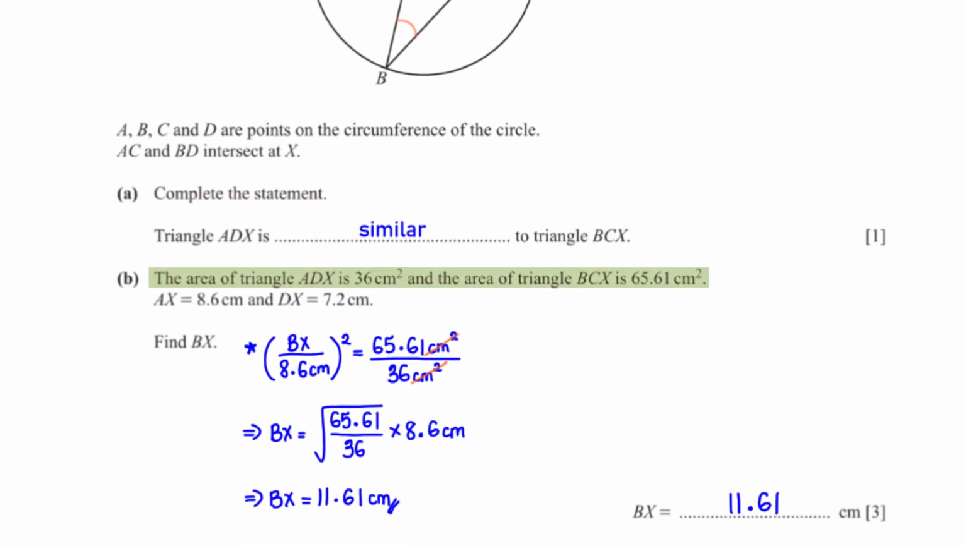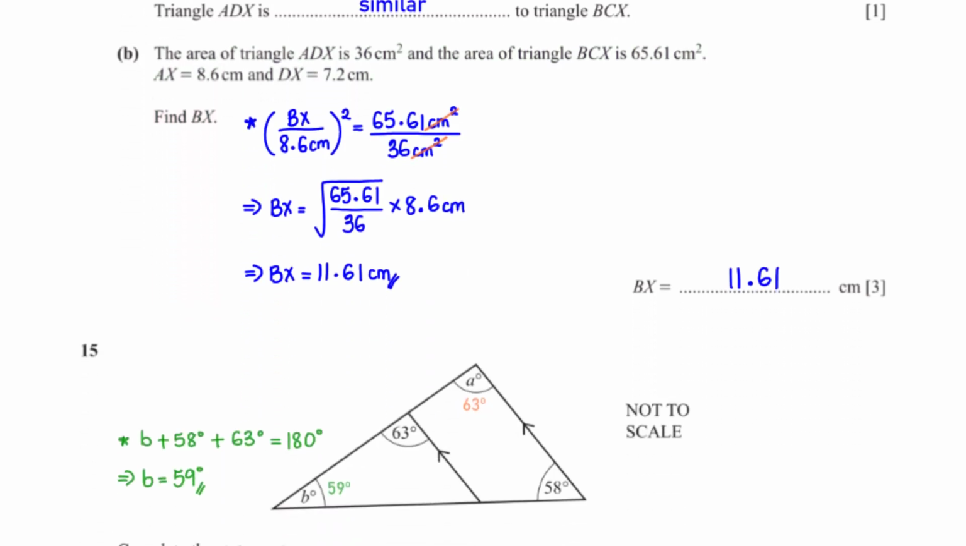The area of triangle ADX is 36 cm squared, and the area of triangle BCX is 65.61 cm squared. AX is 8.6 cm and DX is 7.2 cm. Find BX. For similar shapes, we know that the ratio of their areas must be equal to the square of the ratio of their corresponding sides. When we make BX the subject, this is what we get. When we type this into the calculator, we get 11.61 centimeters.